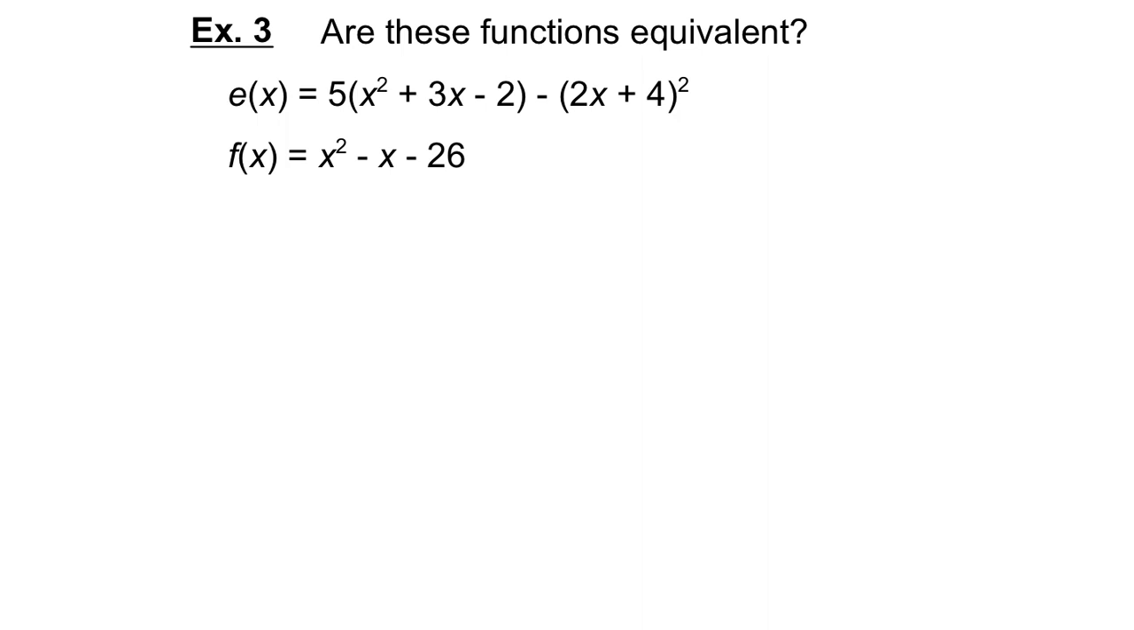With this next example, we're doing the same thing. We're trying to find if the functions are equivalent. So I'd like you to pause the video and try this one on your own.